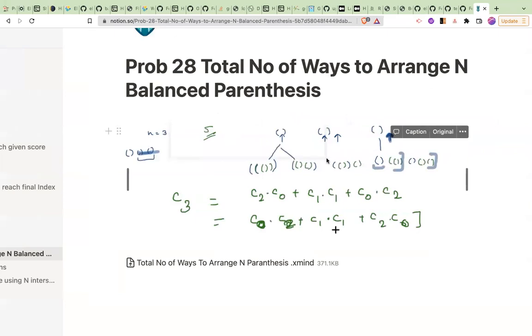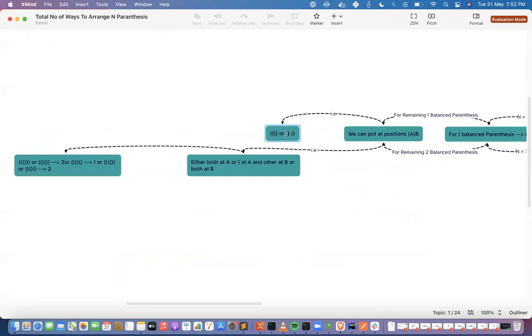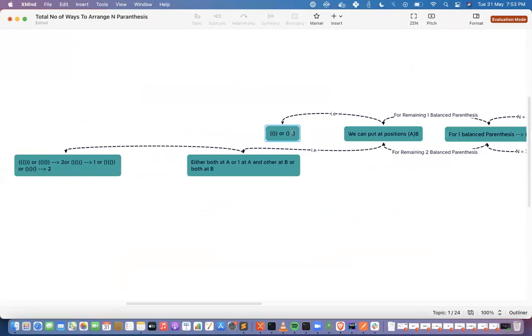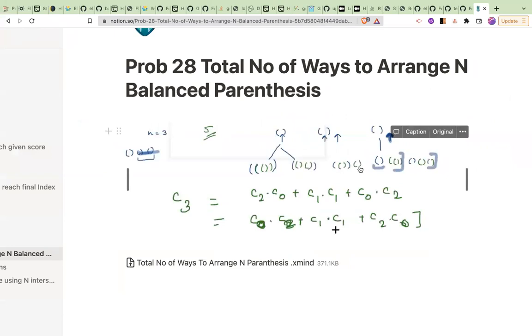So if I place this one, what I'm thinking is: in this position, the first one, the second combination I'm picking. What I'm doing is placing this combination inside at position A, and placing this other combination at position B. This makes sense, Hana?